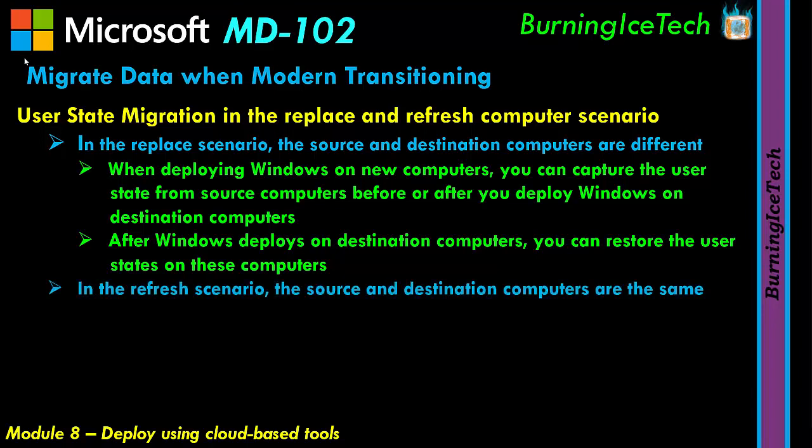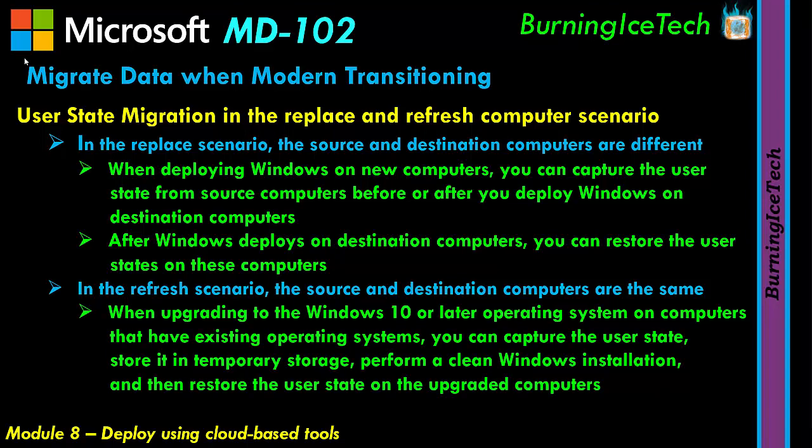Now in the refresh scenario, this is when the source and destination computer are the same. In other words, a wipe and load. Like I said earlier, you're staying on the same machine. So when upgrading to Windows 10 or a later operating system on computers that have existing operating systems, you can capture the user state, store it in temporary storage, perform a clean Windows installation, and then restore the user state on the upgraded computer.